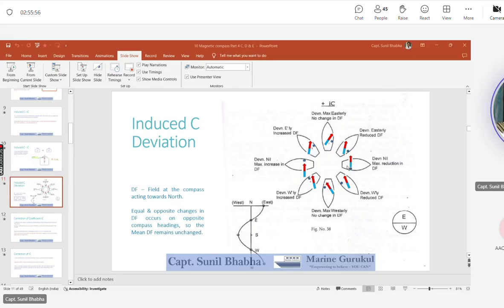So this is the IC deviation. ये जो मैंने notes आपको भेजे हैं उसमें this diagram is there. So just have a look at this diagram. You should be able to understand.